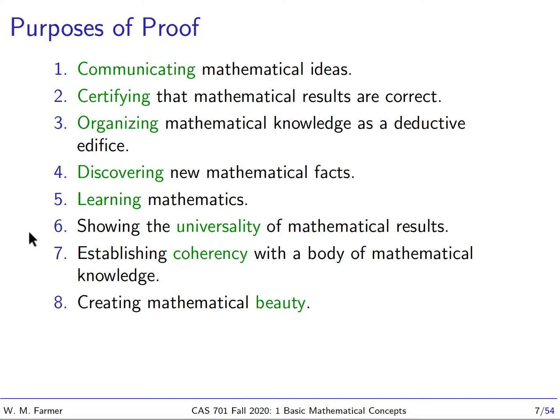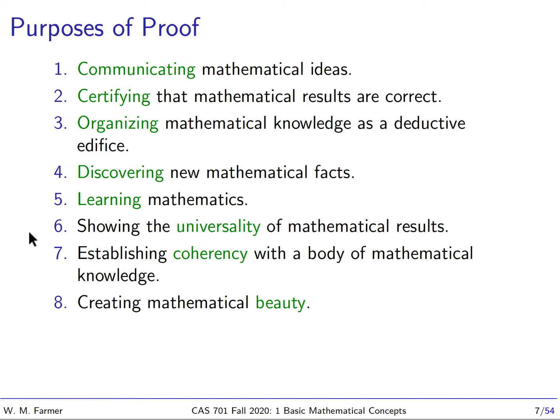The first is by far the most important, communicating mathematical ideas. A proof shows why a theorem is true. It shows why a conclusion is connected to the premises, why the conclusion follows from the premises. So this is a communication purpose. This is the most important. The second most important purpose is certifying that a mathematical result is correct. If we have a conjecture and we want to know if that conjecture is true, the proof is a kind of certification. So these are the 2 most important purposes of proof.